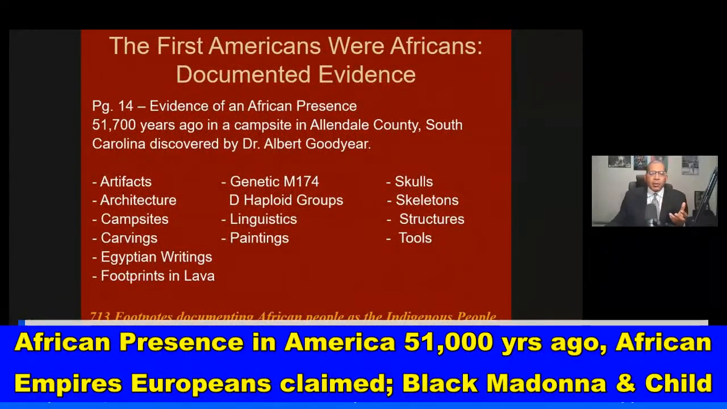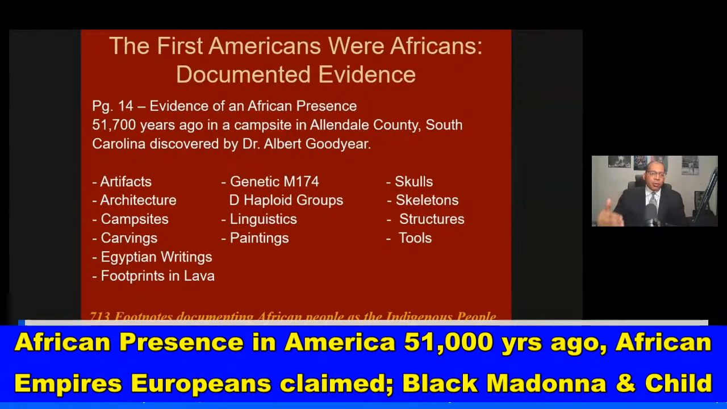Page 14 of his book deals with a discovery made in Allendale County, South Carolina in 2004 by Dr. Albert Goodyear. And they found 13 different types of evidence that thoroughly documented African presence in the Americas, dating back at least 51,700 years ago.